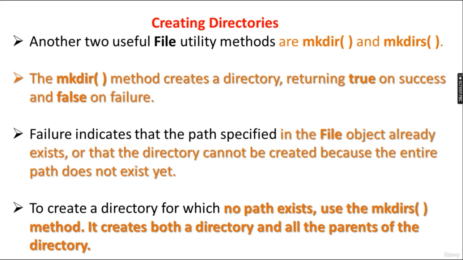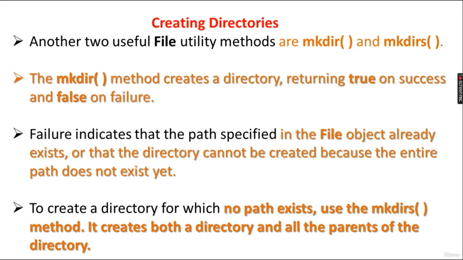Failure indicates that the path specified by the File object already exists, or that the directory cannot be created because the entire path does not exist yet. So if the file already exists at that path, it will give you a failure. And second, if the path that you are giving to create the directory is wrong or does not exist, you have to create the path first so that the directory can be created at that particular place.